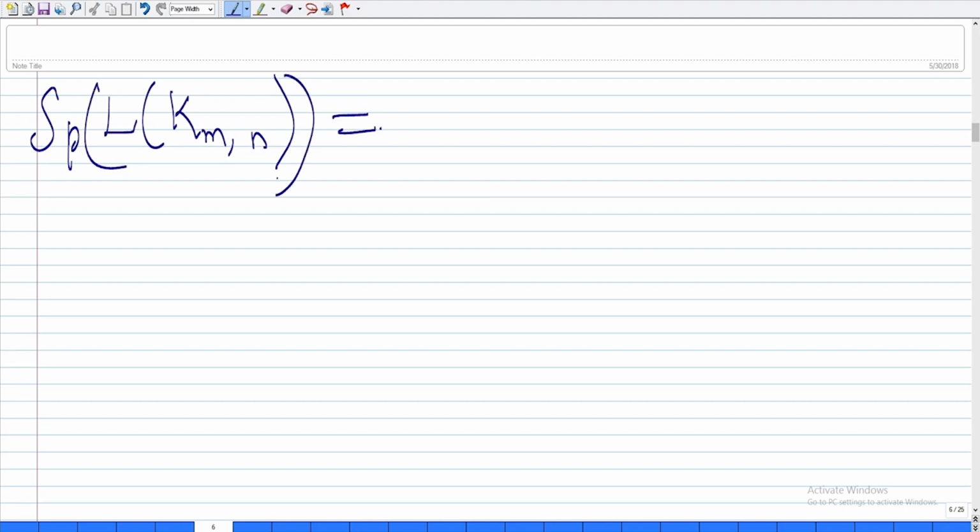Now we can talk about our L of K m,n. I have given you an idea of how you look at the blocks and look at the determinants of these blocks. So what about L of K m,n? The Laplacian matrix of a complete bipartite graph with one partition having m vertices and the other partition having n vertices. And what can we say about the spectrum of this?